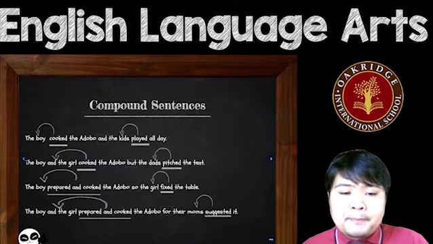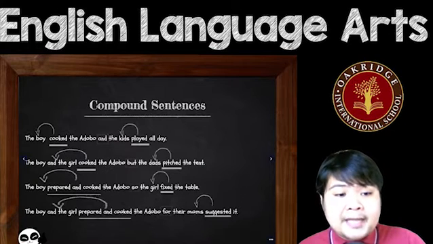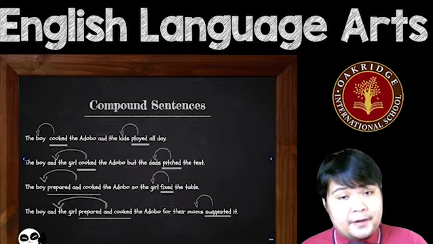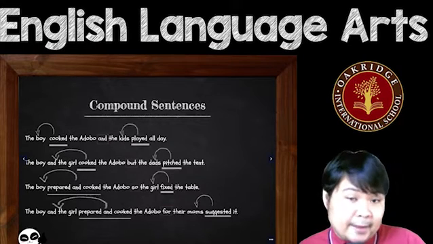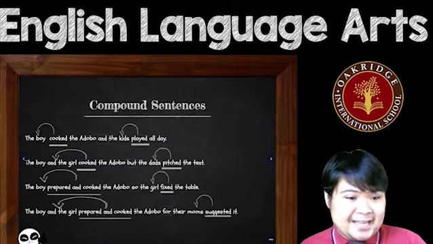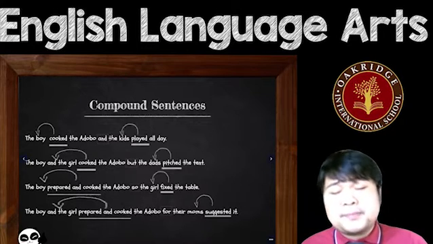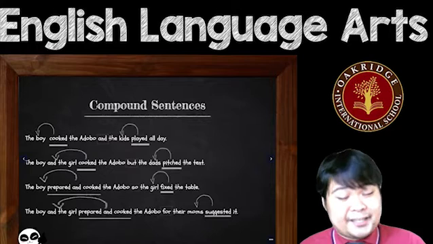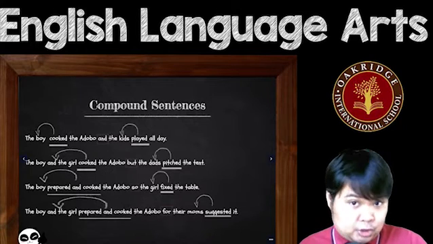Next, the boy prepared and cooked the adobo, so the girl fixed the table. Again, here's another example. You have two different predicates, right? The first one is prepared and cooked. This comes as a pair. And then fixed. The one who did the fixing is the girl. The one who did prepared and cooked is the boy. They're combined by the word so.